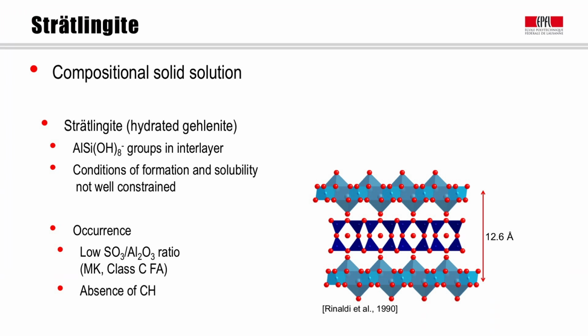And this can be quite an important phase where we have very high contents of alumina and silica reacting in blended cements. And thermodynamically, it only forms once all the portlandite's been consumed. But in reality, we can often find stratlingite where we still have small amounts of portlandite present.